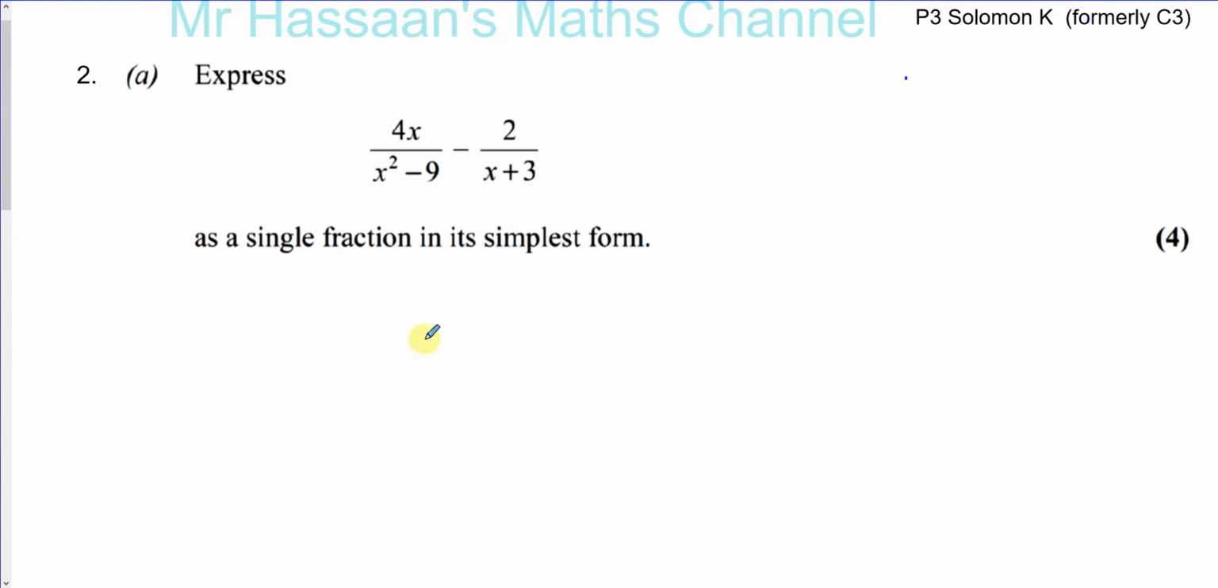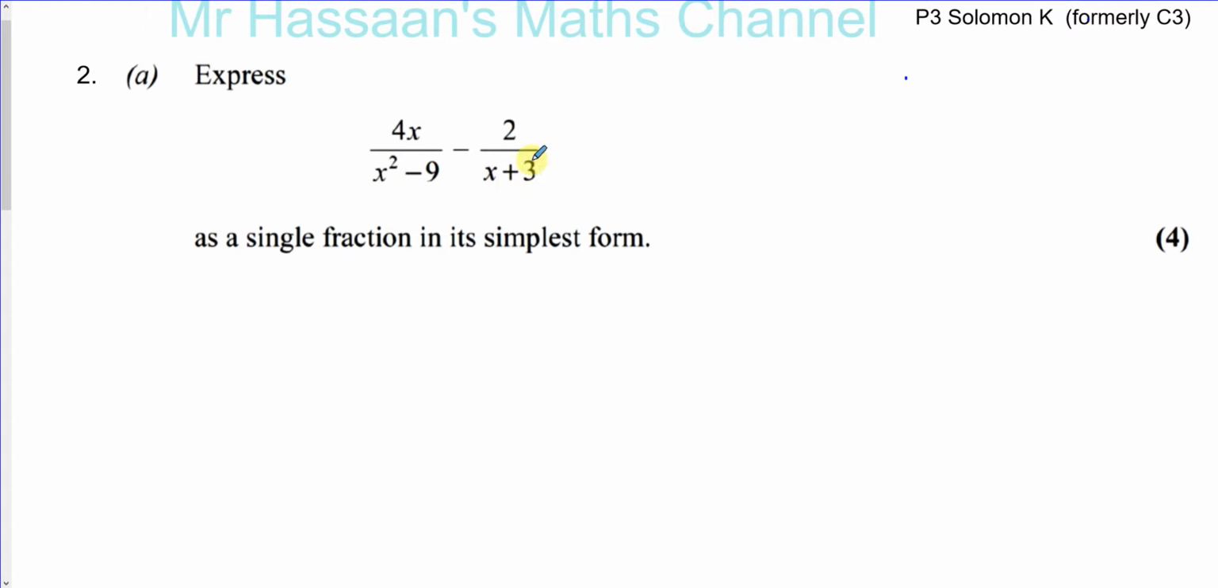First it says express 4x over x squared minus 9 minus 2 over x plus 3 as a single fraction in its simplest form. So when we want to add or subtract fractions together, we have to try to make the denominators the same. Now here the denominators at first sight look completely different. It's like this is a quadratic and this is a linear.